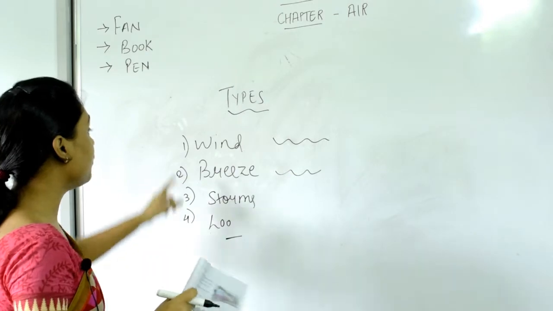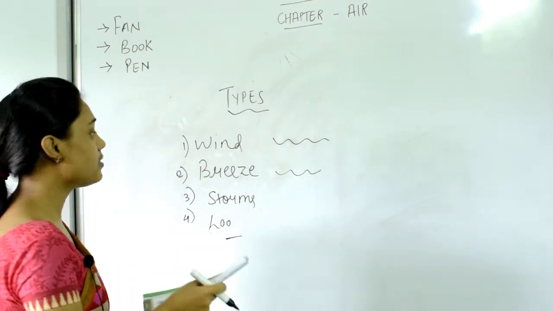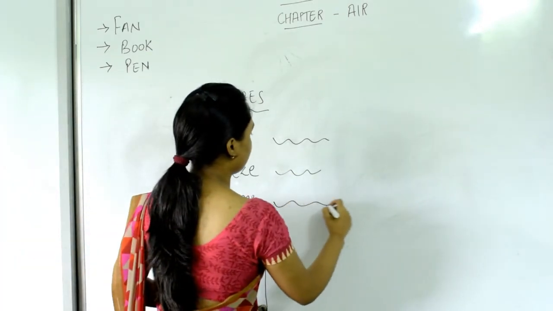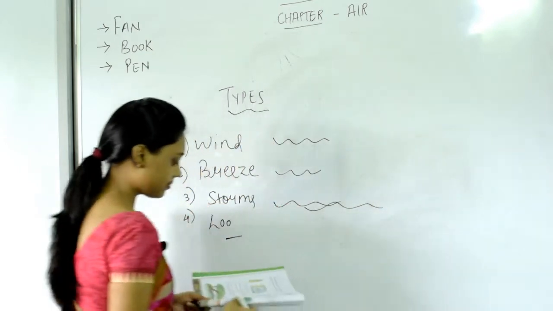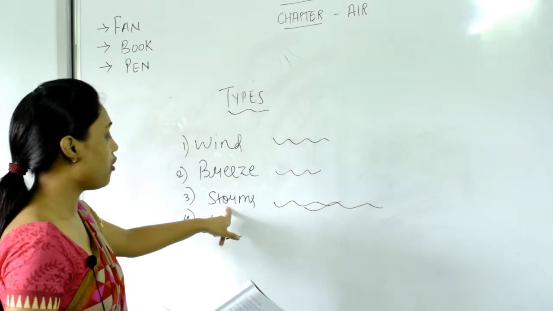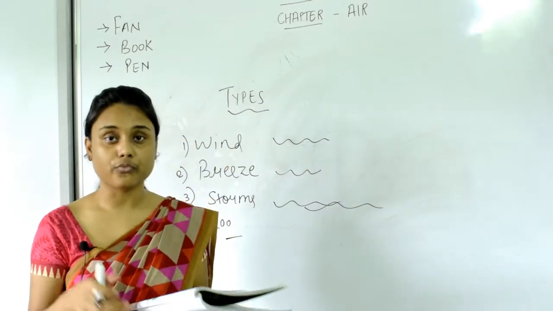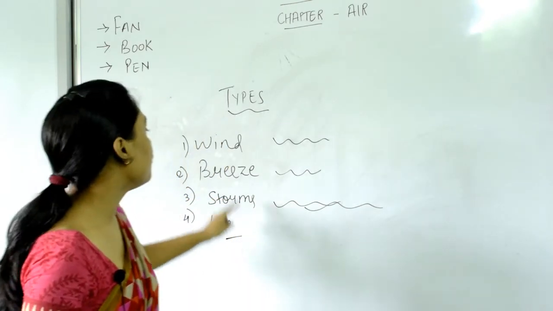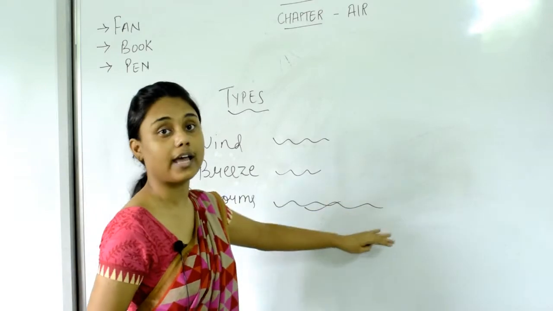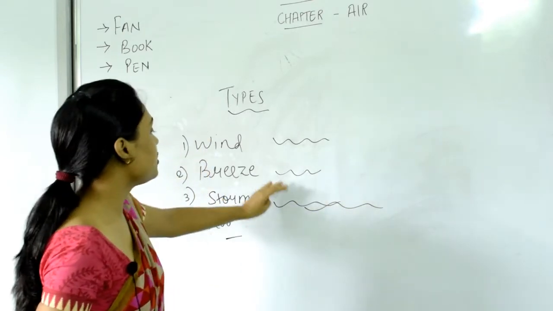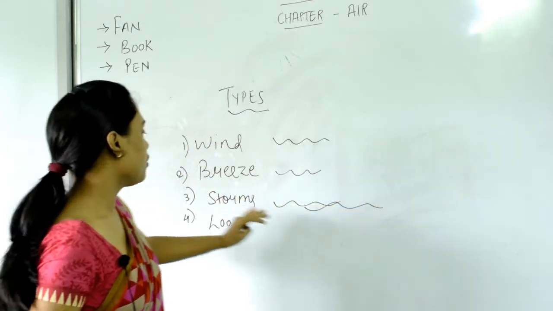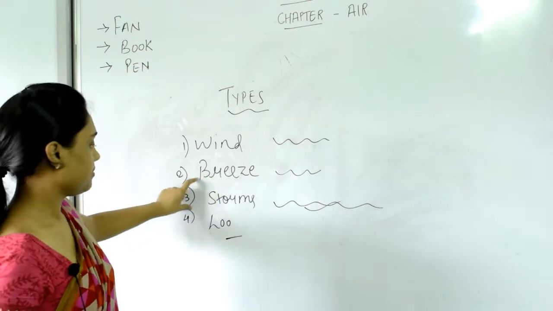Now, when the air moves very strongly, we call it storms. So what are storms? Storms are strong winds. When the winds are very strong, heavy and sharp, we call it storms.